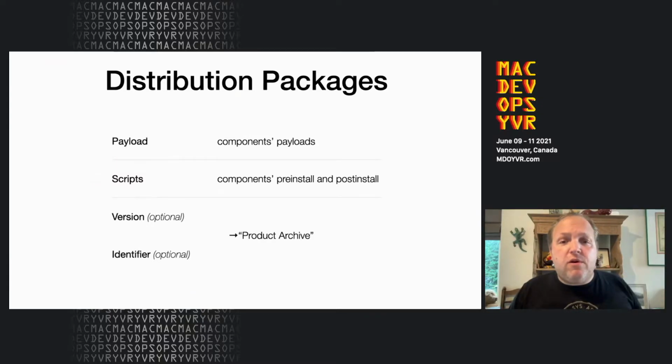They don't have a payload of their own. They install their components' payloads. They don't have scripts of their own, but they run their components' pre-install and post-install scripts. Distribution packages usually do not have a version and identifier of their own, because the components have a version and identifier and leave their receipts. But you can optionally add a version and identifier. It helps you identify the package, and then Apple calls them product archives. Product archives are distribution packages with a version and identifier set.